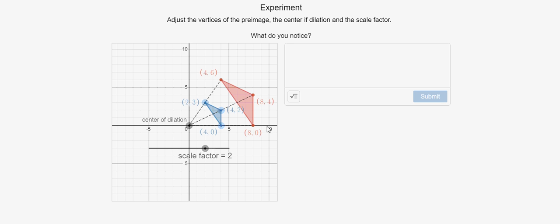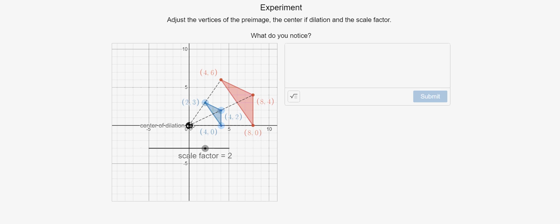So here we want to adjust the vertices of the pre-image. Remember, that's blue, and the image in red with the center of dilation and the scale factor. And what do we notice? Here we have another set of triangles. So again, we're starting off with that scale factor of 2. So if we went to the scale factor of 1, notice how the pre-image and image are the same. They're congruent. We had the scale factor at 2.